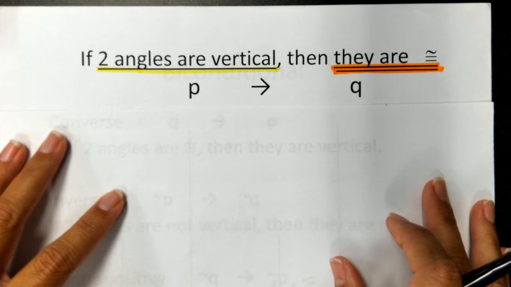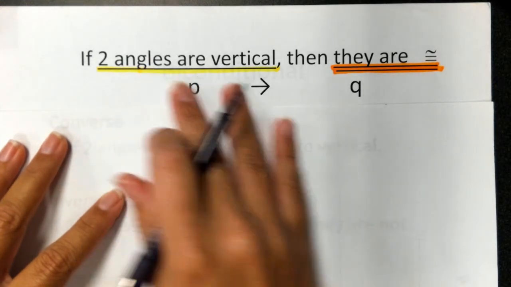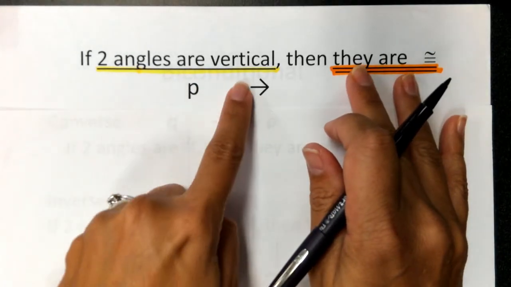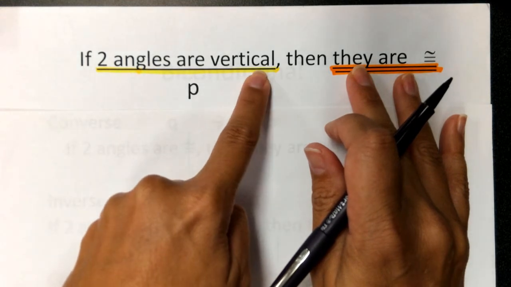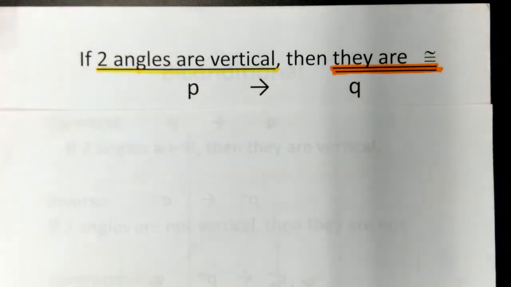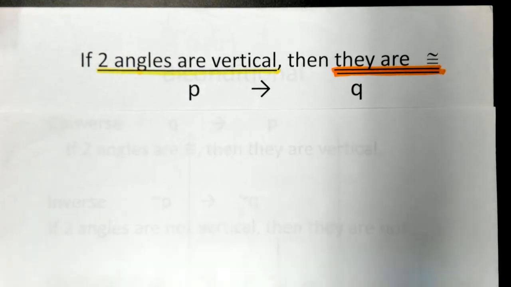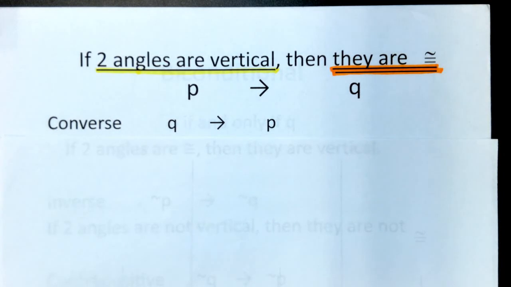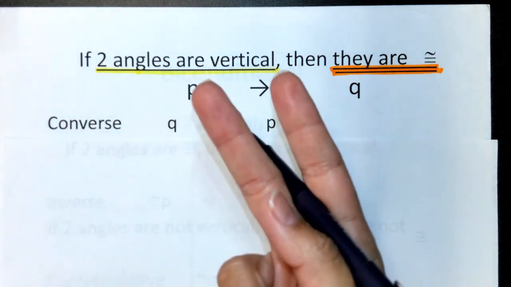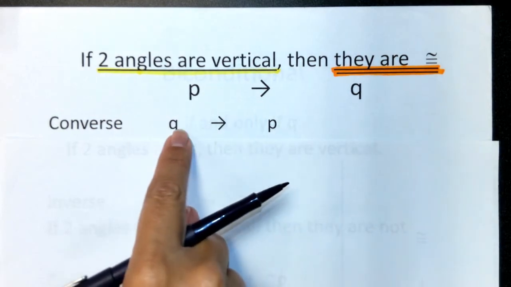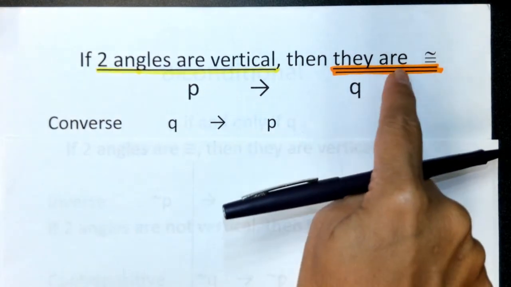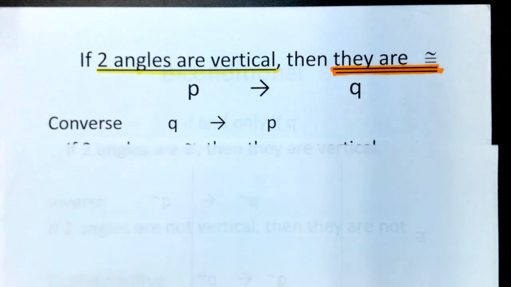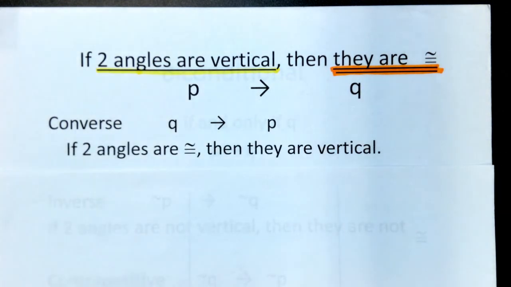So here's our conditional. If two angles are vertical, then they are congruent. So think back when we identified angles, we talked about vertical being congruent, which means that their measures are equal. All right, so the first one we're going to do is the converse. All a converse does is flip the conditional statement. So Q to P. If they are congruent, then they are vertical.